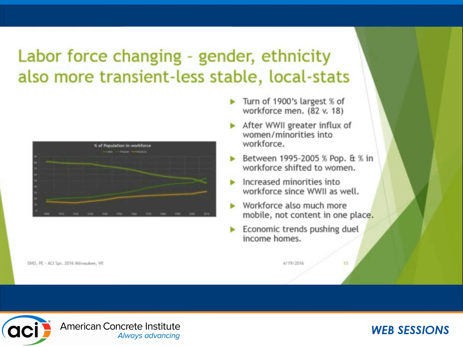But what you'll notice too is that after World War II, there's a greater influx of women and a steady incline up that ladder. Somewhere between 1995 and 2000, both the population percentage and the workforce percentage flipped. Now there's more women. And with that, since World War II, there's also been an increase in minorities in the workforce. And the workforce, again, has become more mobile, more transient. And that's due also to a lot of economic trends, dual family incomes, and things like that.